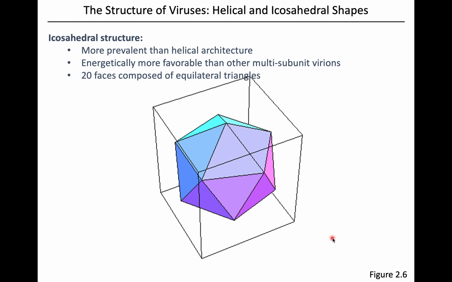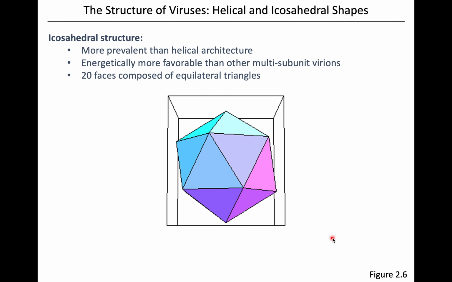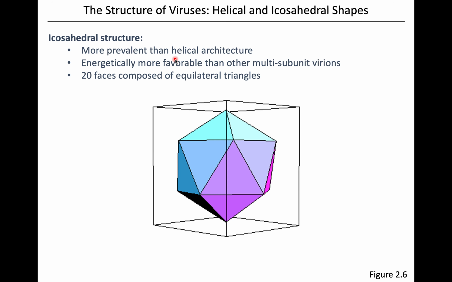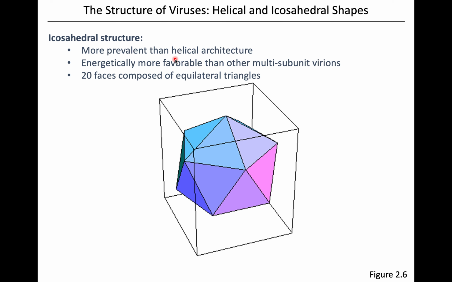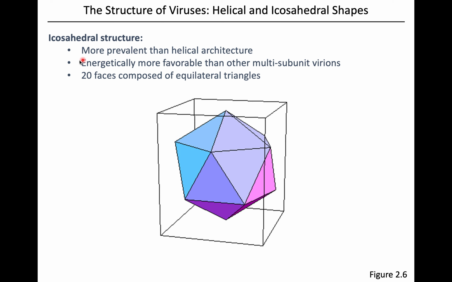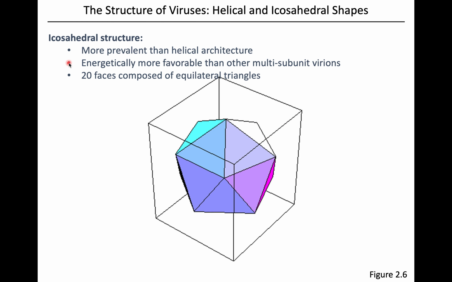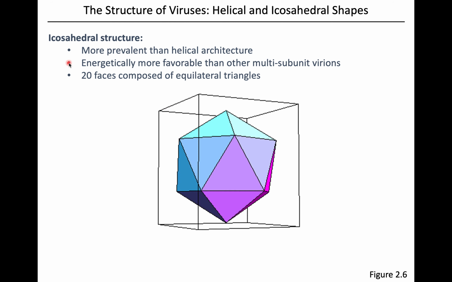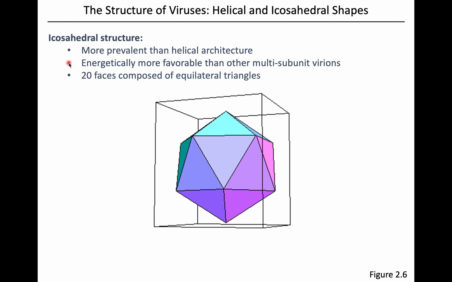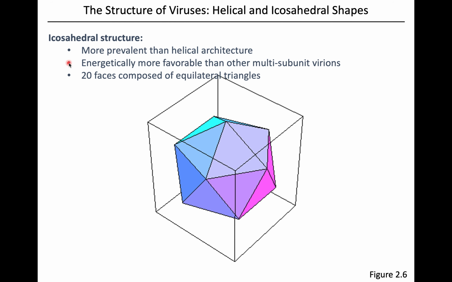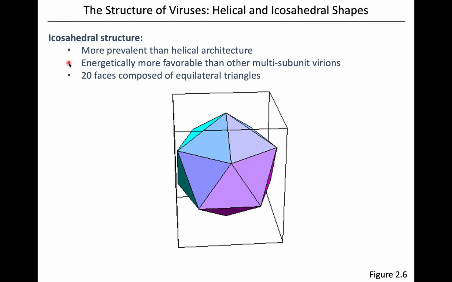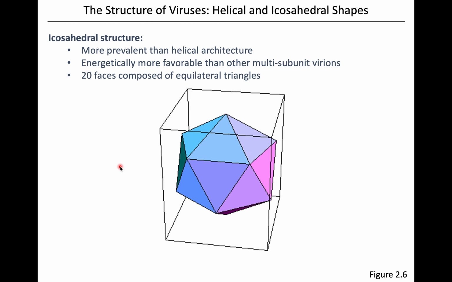We've been talking about virus structure, and I wanted to talk about icosahedral virion structure. This is arguably the most common viral shape. It's definitely more common than helical that we were just talking about, and that is likely due to the fact that studies show that it's just energetically more favorable, especially when you're talking about viruses that are composed of multiple subunits. And an icosahedron is composed of 20 faces, each made out of an equilateral triangle. You can see that in the image here.